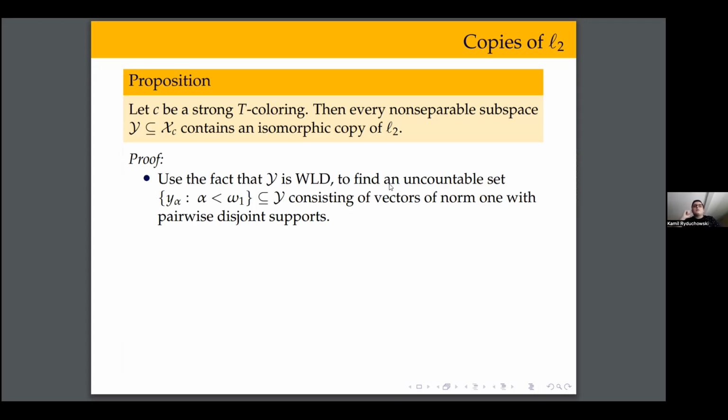And well, how do you do this? Since Y is WLD, there is this necessarily uncountable linearly dense set such that every functional is countably supported on this set. So one may look at coordinate functionals and just inductively pick such Y alphas from this set.